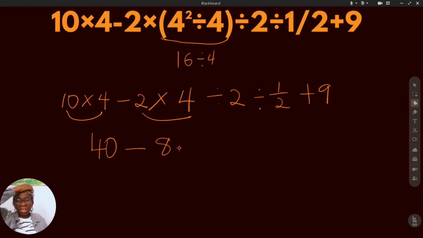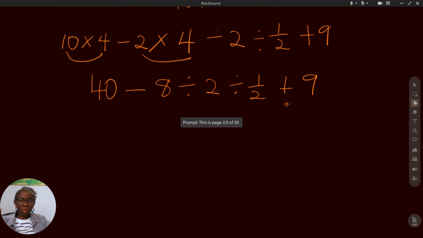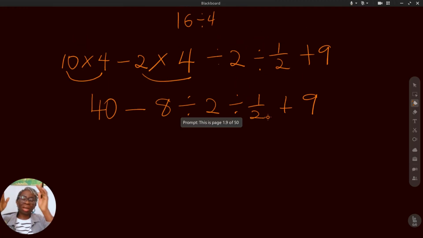Now we have divided by 2. Let's write it out so we don't complicate it: 40 minus 8, divided by 2, then divided by half, then plus 9. Like I said, when multiplication and division appear together, you solve from left to right. So we've solved the first multiplication, we've solved the second multiplication. Note that I did not subtract because it is not yet time for subtraction. We are dealing with multiplication and division first. Now we are left with this division and then another division.